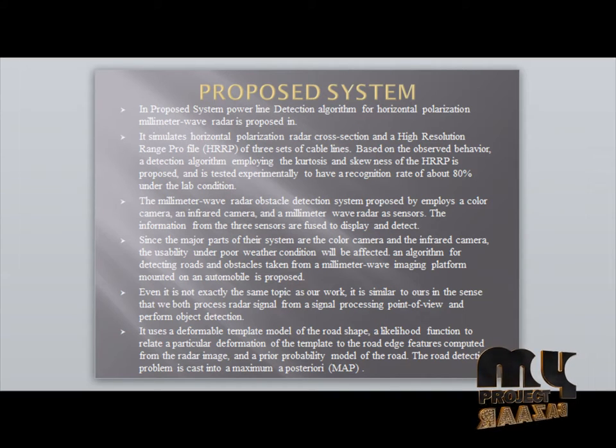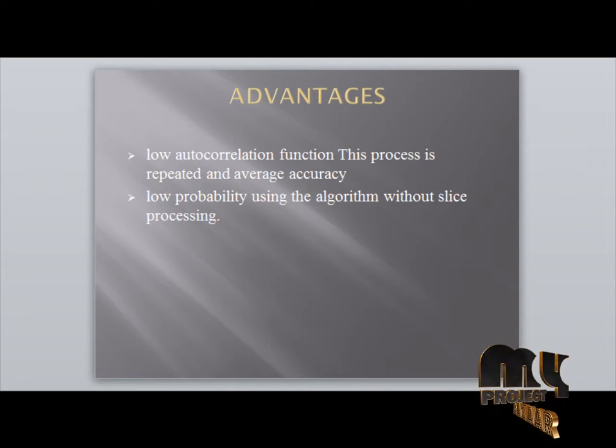The millimeter wave radar obstacle detection system employs a color camera and infrared, but under poor weather conditions the camera is affected. A millimeter imaging sensor mounted on the aircraft is proposed. Edge features are computed from the radar image. We propose to detect the power lines using only the Hough transform. Advantage: low autocorrelation function, repeated average accuracy, and low probability, using an algorithm without slice processing.